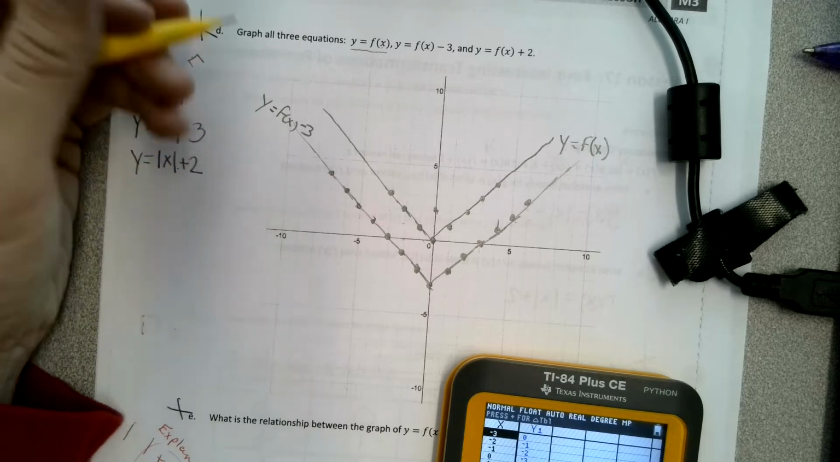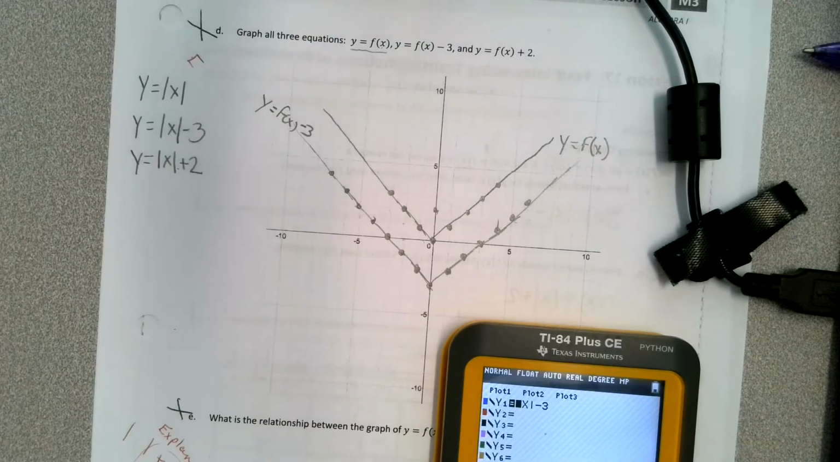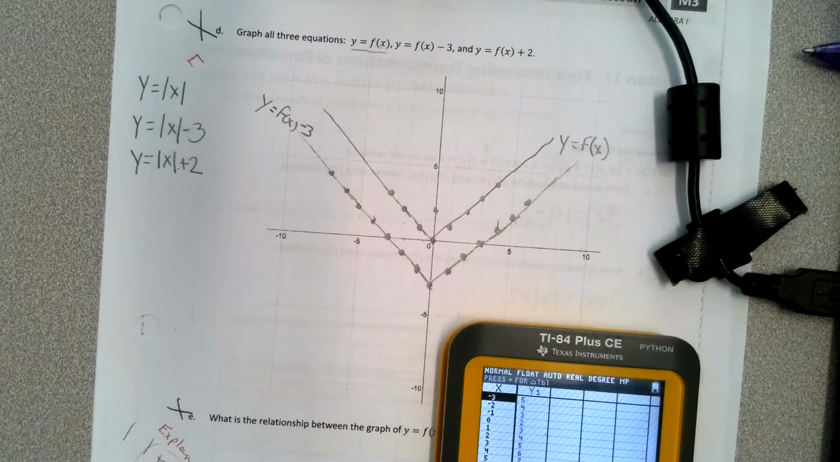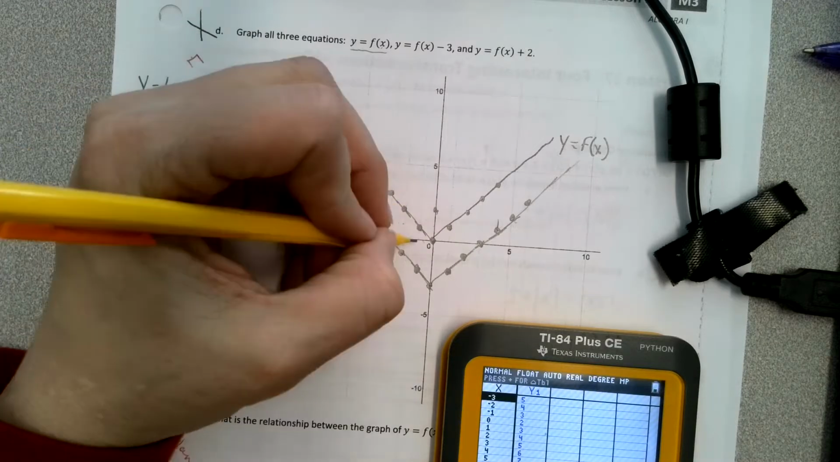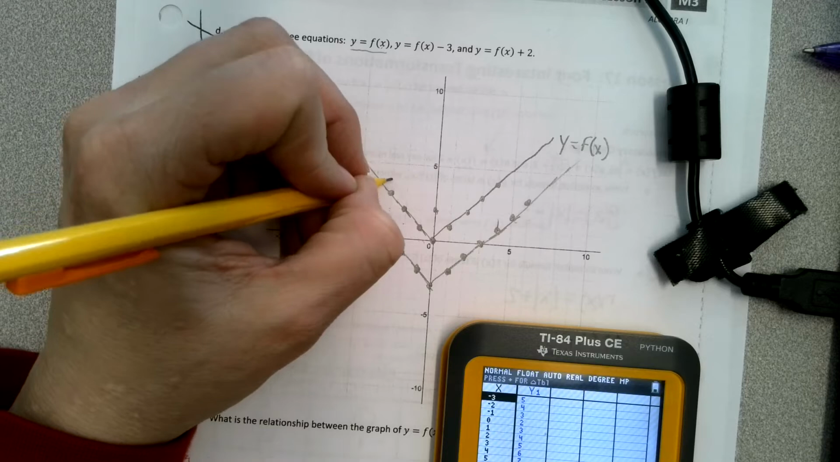Up 1, over 1, up 1, over 1, and you can see the pattern. These are like baby slopes. And you just keep going. And then don't forget, we want to label it. The next one would be y equals f of x minus 3, because on a Regents exam, they're going to be like, hey, you didn't label your stuff. You're not getting full points.